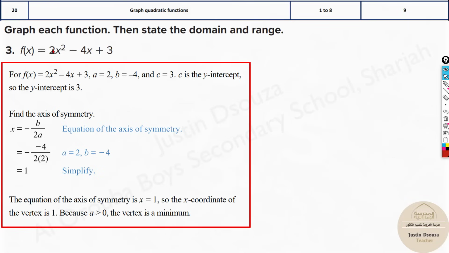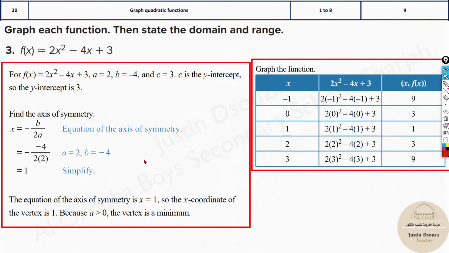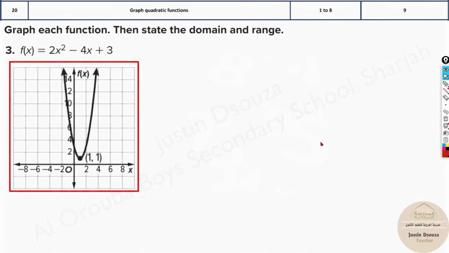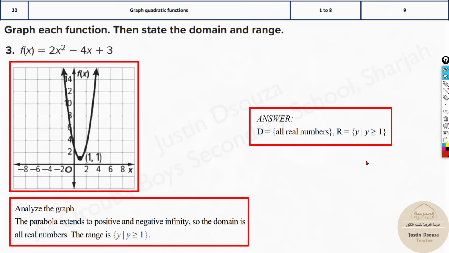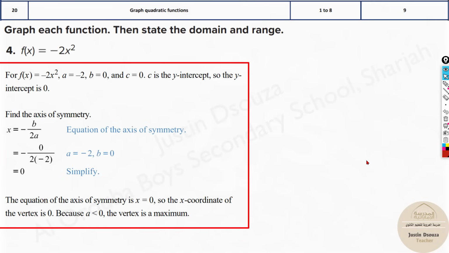B is 4 and 2 times A is again 2. So it'll be 4 by 4, that is 1. And then we do the table and graph it up. Please try graphing all these problems by yourselves. I'll just quickly go through all the solutions.